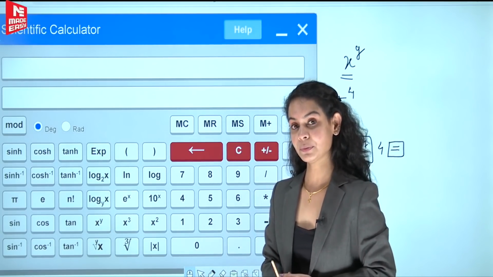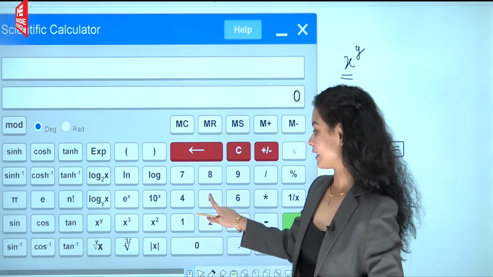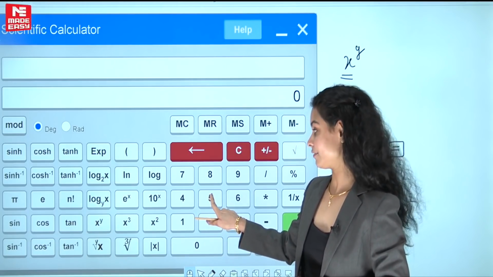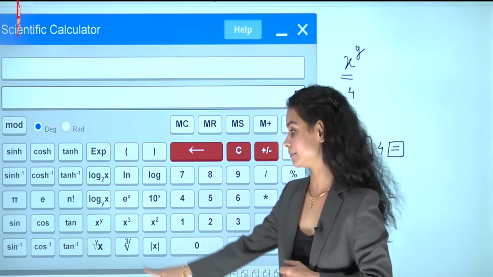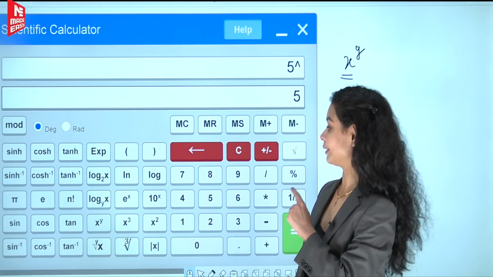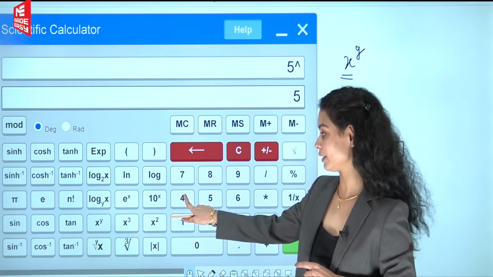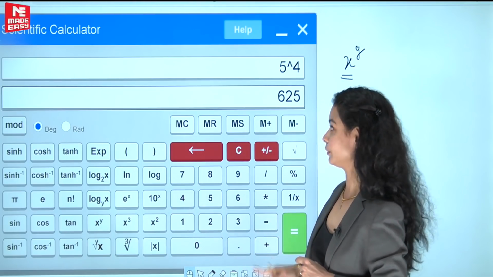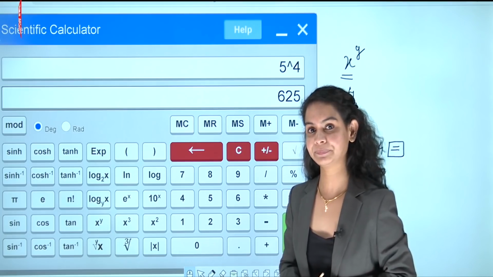Let's perform this on a virtual calculator. So first you enter the value of x which is 5, then press the function tab that is x to the power of y and then the y value. Y value here is 4. So press 4 and then equal to. There you get your answer.